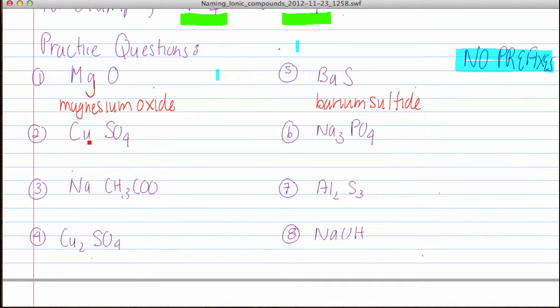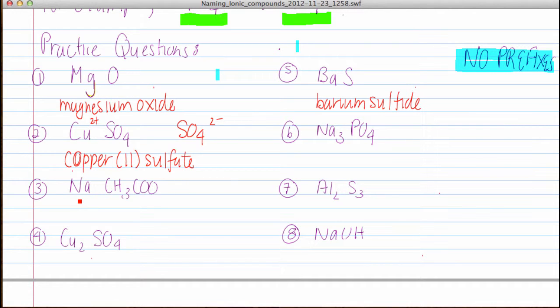Now this next question here, number 2, is actually SO4. And if you remember from our polyatomic ion sheet, SO4 is a polyatomic ion which has a 2- charge. So in order for copper to form with one sulfate ion, it would have to be copper 2. So we're going to put a 2+ up there, and we write this as copper(II) sulfate.